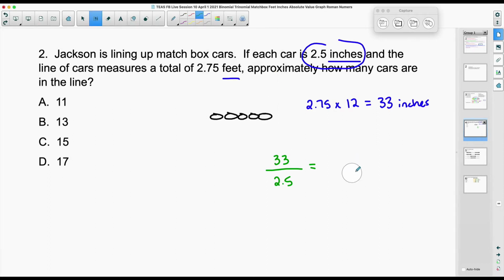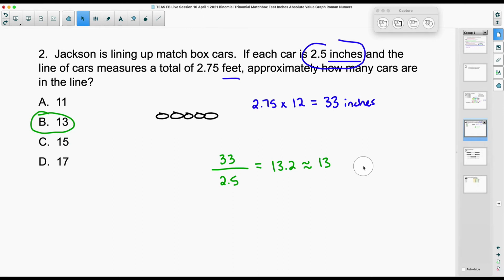So this says 13.2. Obviously, we cannot have 0.2 cars. We would just say 13. And our answer there is B, and I do see that coming in on the chat. That's fantastic. But so totally different problem than the first one. And now we're going to switch gears yet again.